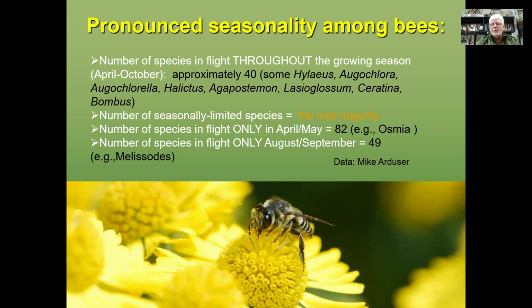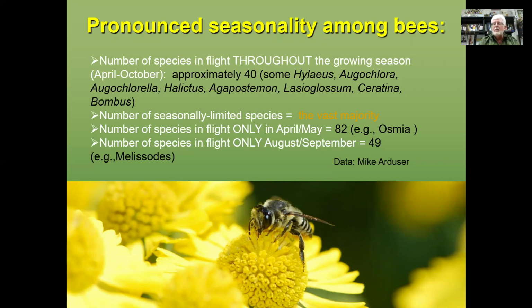When you look at April and May, Osmia, which are the mason bees, are really only active in April and May, when trees and shrubs are often in bloom. And then Melissodes, the longhorn bees, are really those focused on asters, goldenrods, and their relatives, and that's when they are active.